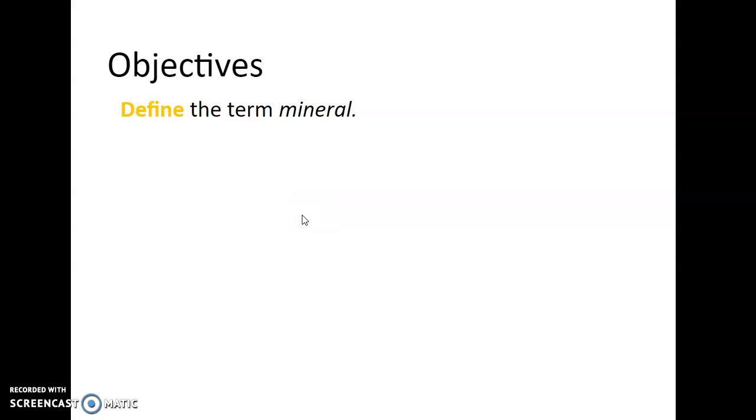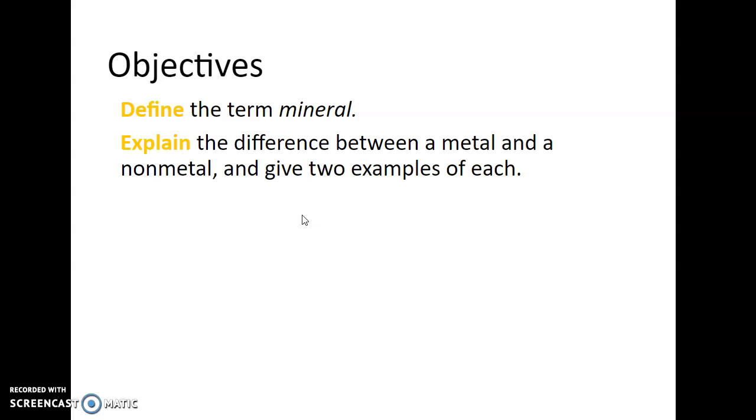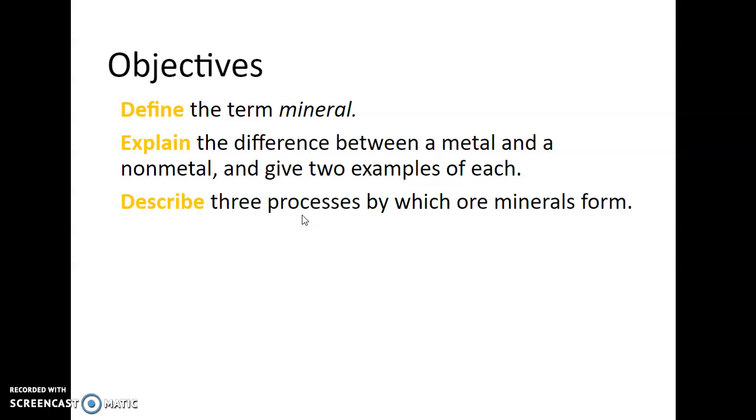Chapter 16, Section 1. The objectives for the section are: define the term mineral, explain the difference between a metal and a nonmetal, and give 2 examples of each. Describe 3 processes by which ore minerals form.